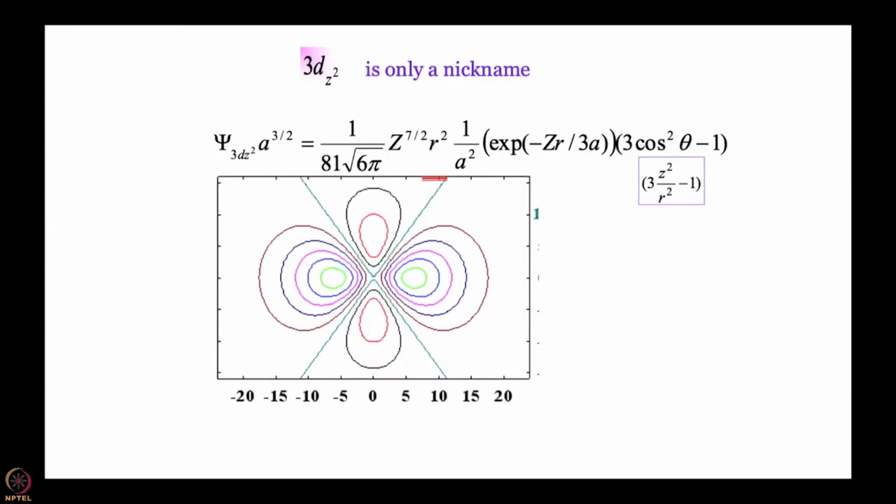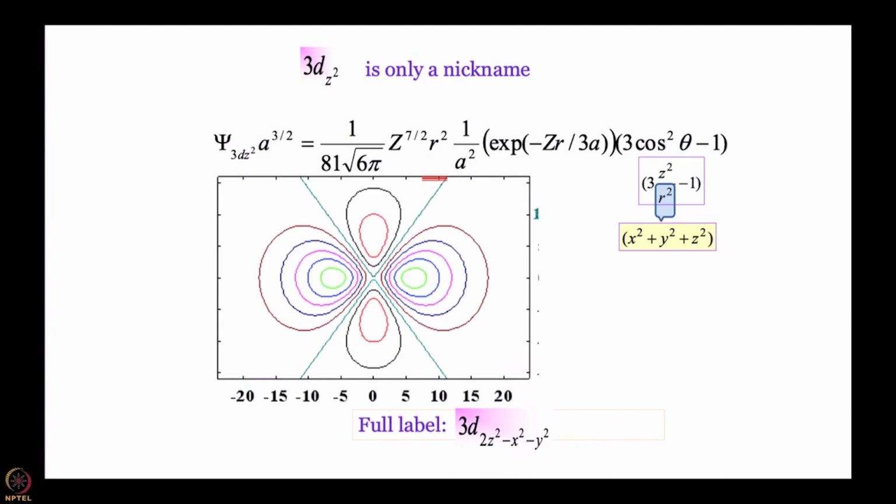To conclude this discussion, let me say that 3dz square is actually a nickname. Why? Because the way we have written it here, we have not really converted completely to Cartesian coordinates, right. So, z square by r square is there. So, if we want to convert completely to Cartesian coordinates, we should remember that r square is x square plus y square plus z square. So, when you substitute that and equate to 0, we get 2z square minus x square minus y square equal to 0. So, the full label of 3dz square is really 3d 2z square minus x square minus y square.